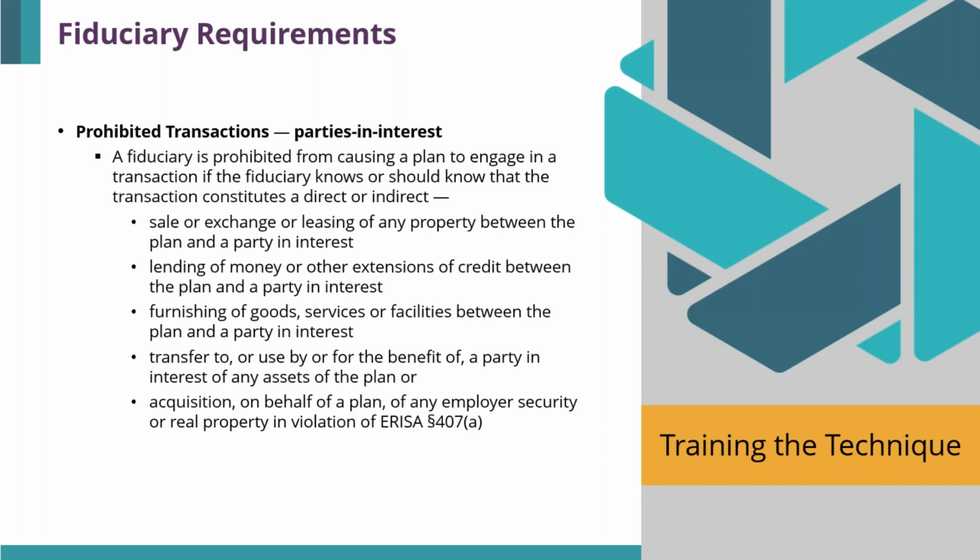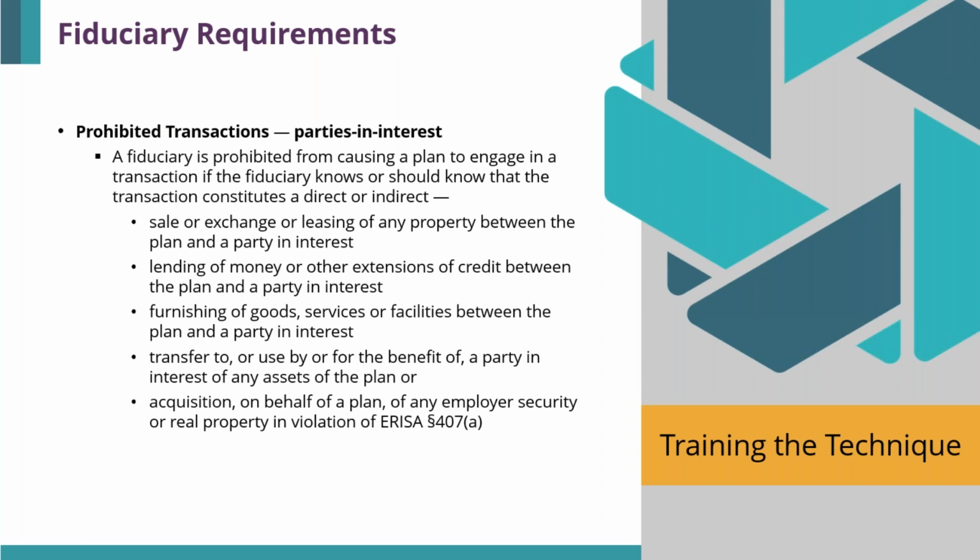And that's extremely important. Fiduciaries are prohibited from causing the plan to engage in a transaction that the fiduciary knows or should have known constitutes a direct or indirect sale or exchange or leasing of any property between the plan and a party in interest. A party in interest is the fiduciary or plan official. Also prohibited: lending money or other extensions of credit between the plan and the party in interest, furnishing goods, services, or facilities between the plan and the party in interest, transfer or use by or for the benefit of a party in interest of any assets of the plan, and acquisition on behalf of the plan of any employer security or real estate.